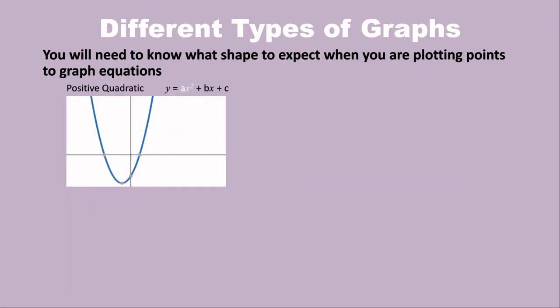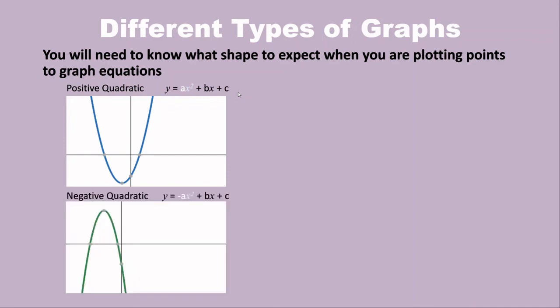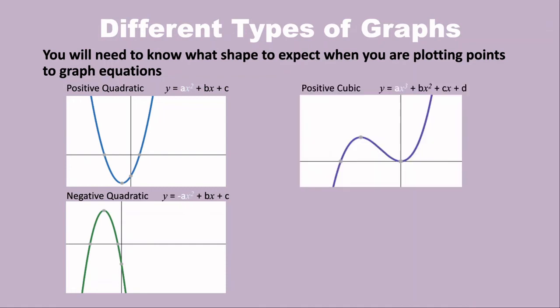Positive quadratics have equations which always have an x squared term. That's the definition of a quadratic. And for it to be positive, the coefficient of the x squared term, so the number in front of the x squared, must be positive. The signs of the other two terms don't matter. For a negative quadratic, again, there must be an x squared term, and the coefficient of that term must be negative.